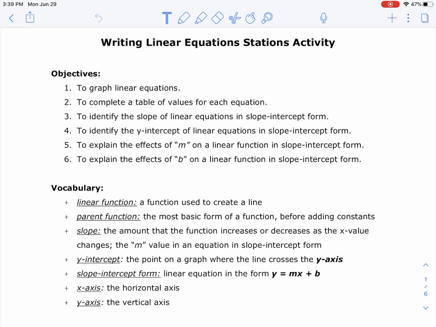The objectives here say to graph linear equations, to complete a table of values for each equation, to identify the slope of a linear equation in slope-intercept format, to identify the y-intercept of a linear equation in slope-intercept form, to explain the effects of m on a linear function in slope-intercept form, and number 6, to explain the effects of b on a linear function in slope-intercept form. So those are the concepts that we're going to be looking at and practicing between today and tomorrow.